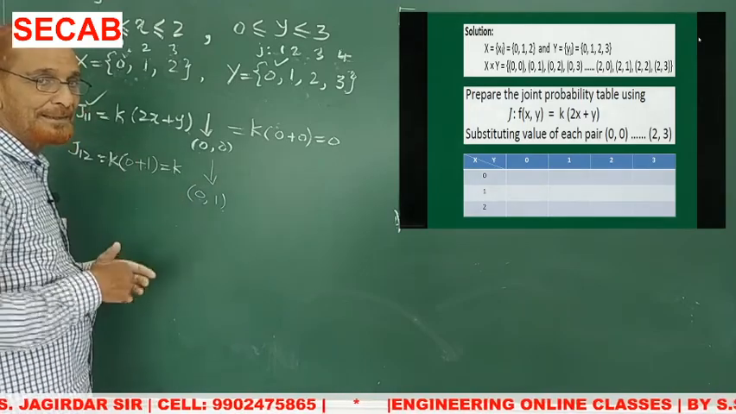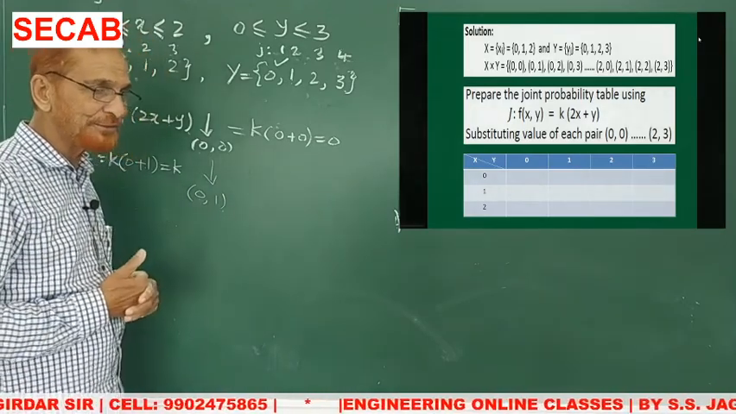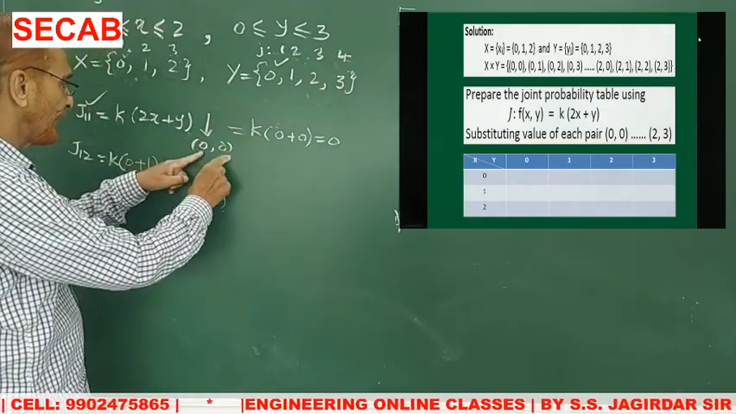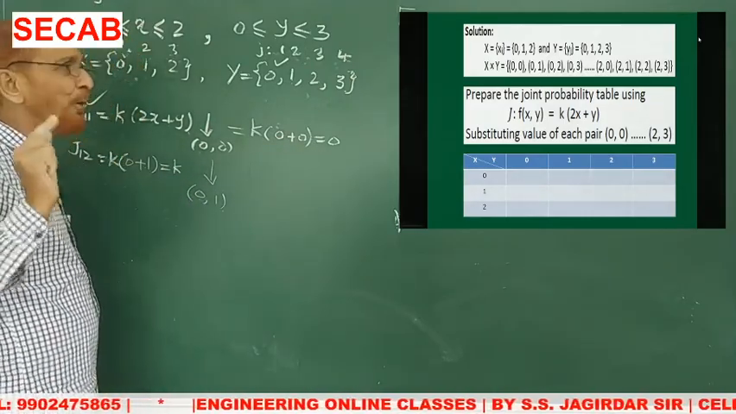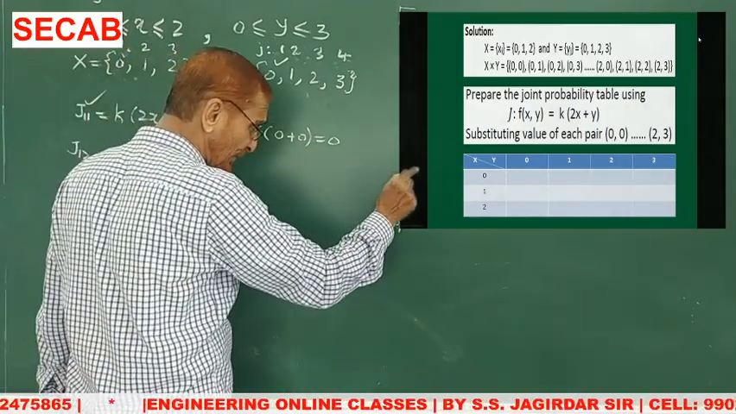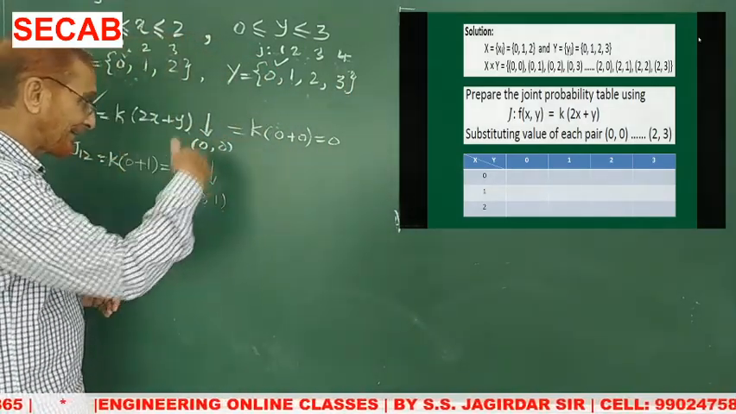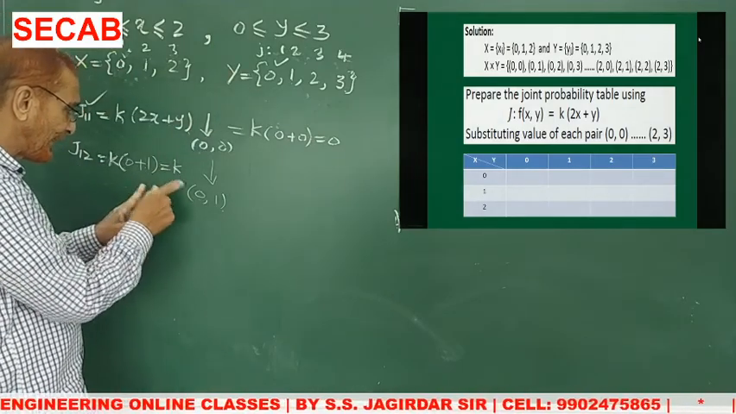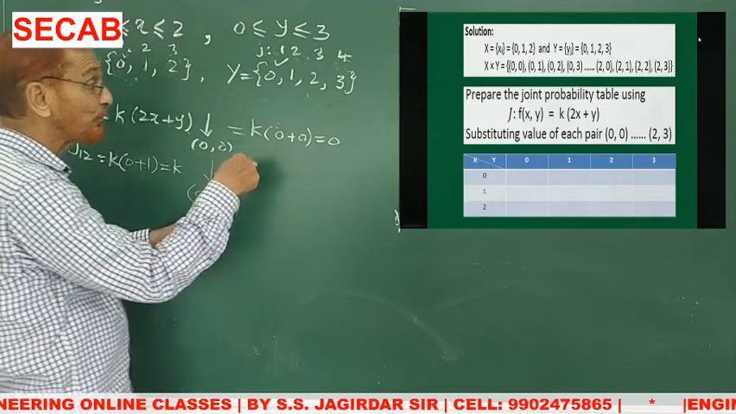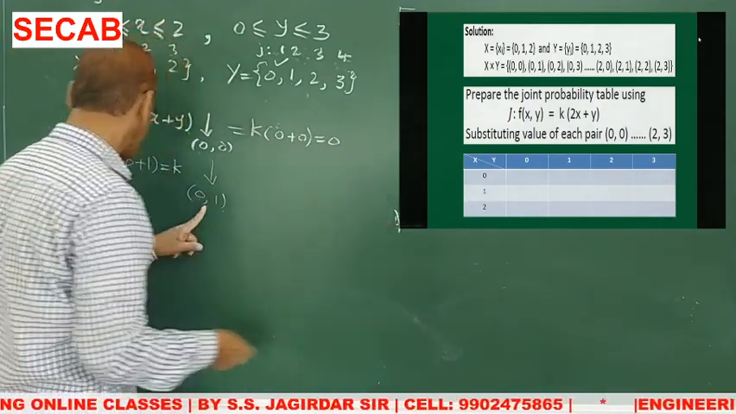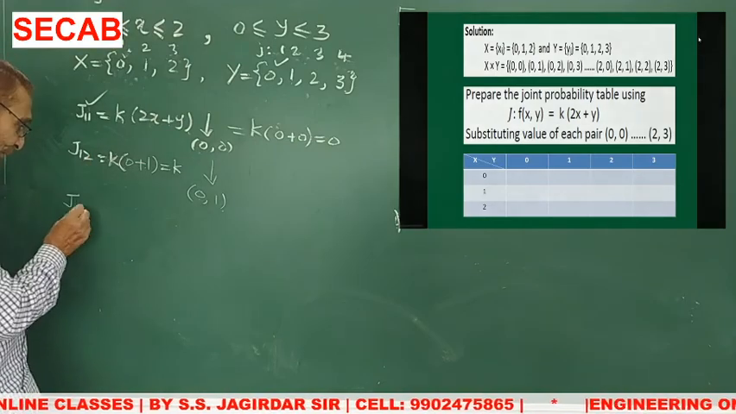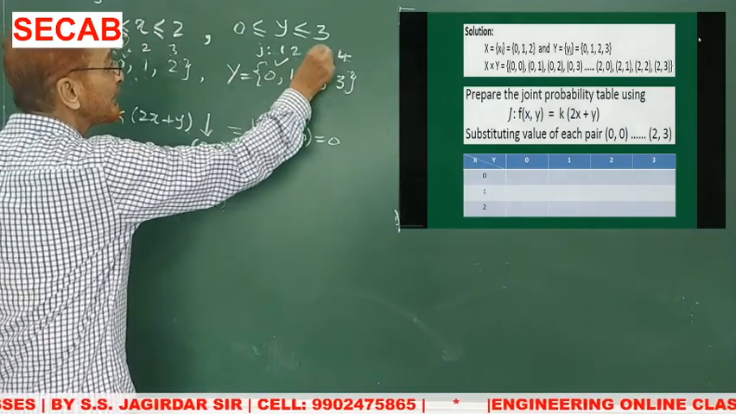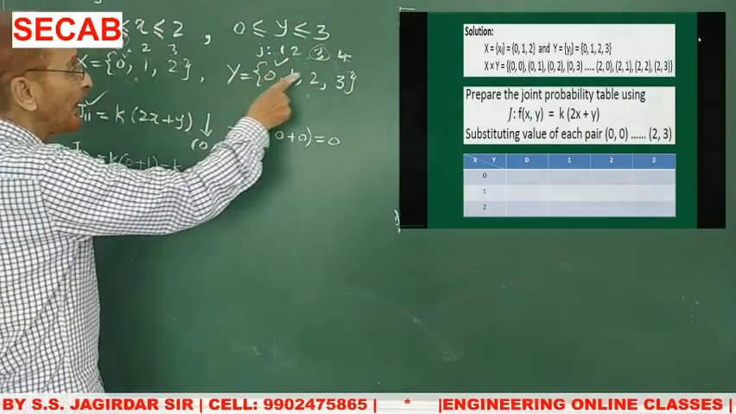For example, suppose you have prepared this table in your answer sheet. Then what first value will you put? For 0 and 0, the value is 0. So the first box will be 0. Now in the next box, it is 0, 1. When you substitute 0, 1, you will get k. So the next box is k. Now the third box, I will work out for at least one row. I will work out J13. See here, J13: it is 0 for x and 2 for y.